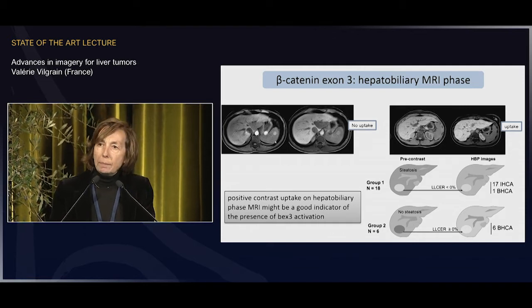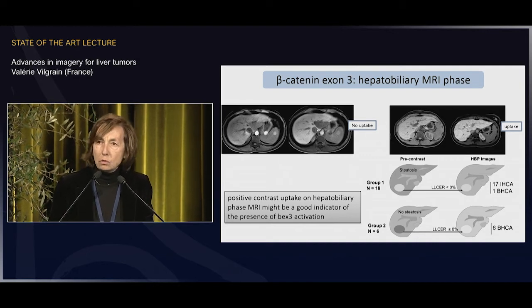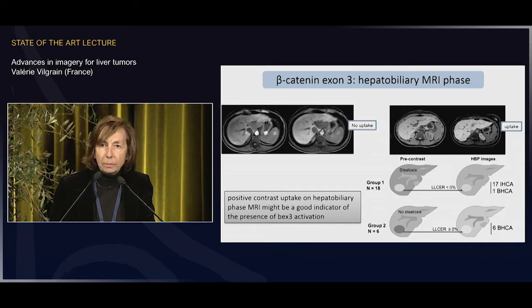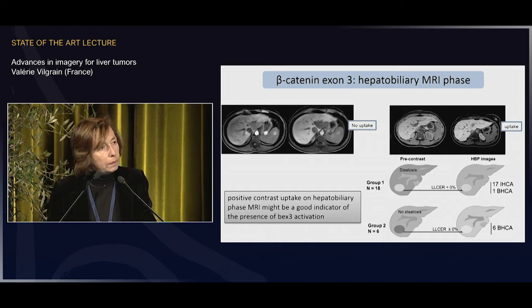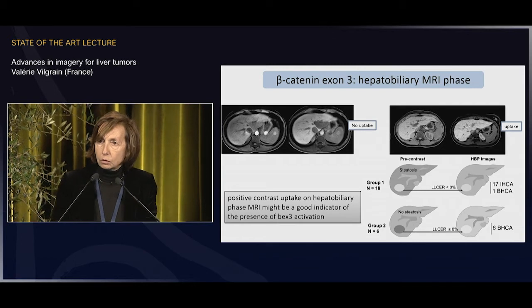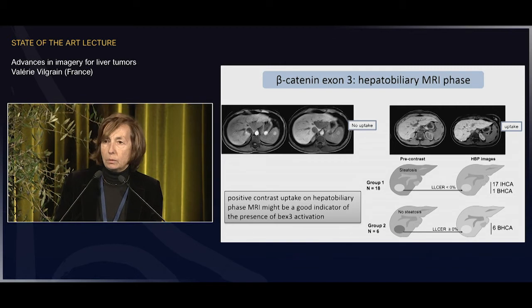How do most of the hepatocellular adenomas behave? This is the pre-contrast T1, and this is the hepatobiliary phase using either Primovist or MultiHance. And you can see that 90% of the hepatocellular adenomas are hypointense on hepatobiliary phase, lacking the transporters. But we know also that in a small subset of hepatocellular adenomas, some of them will take up the contrast during the hepatobiliary phase. This is pre and this is the hepatobiliary phase.